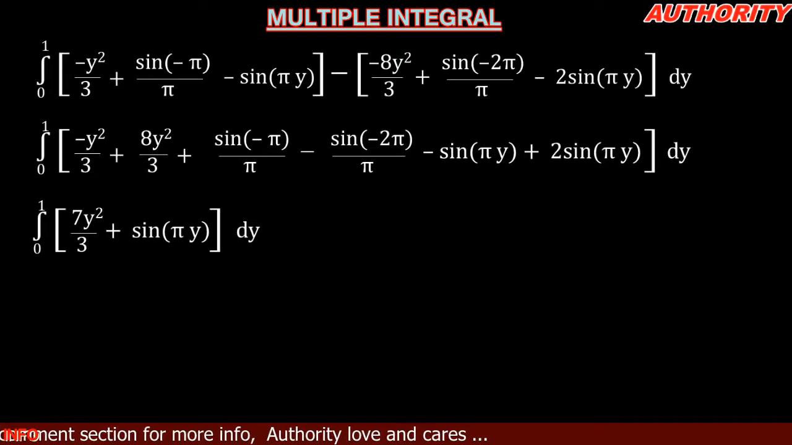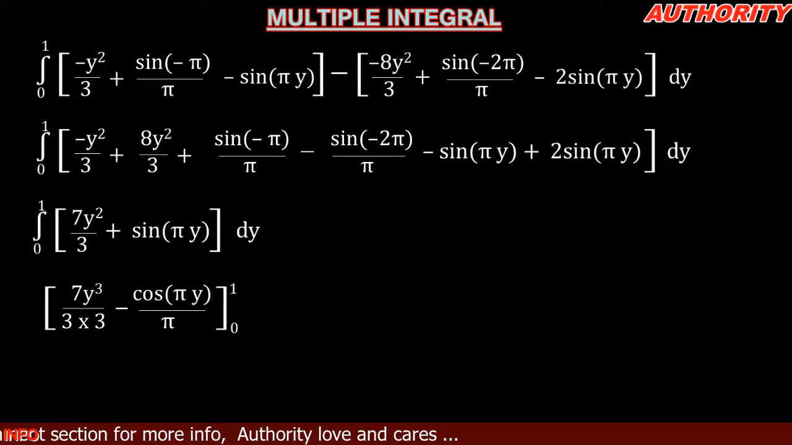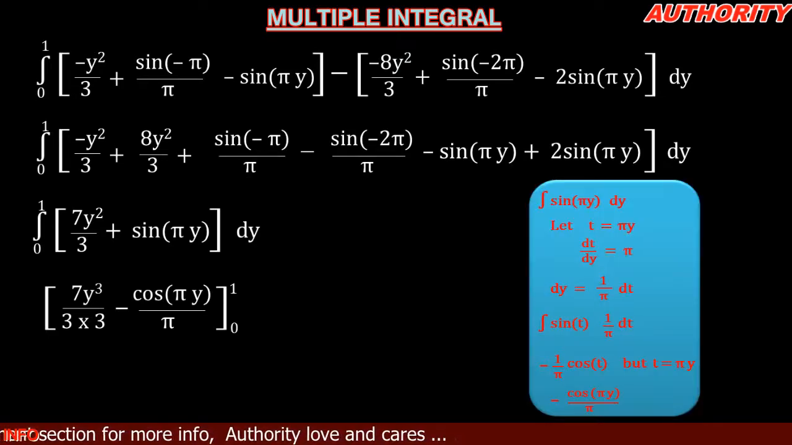Here let's integrate with respect to y. So when we integrate 7y squared all over 3, what are we going to have? We're going to have 7y cubed all over 3 times 3. You get it right? Good. When we integrate sine pi y, using simple substitution, we're going to have minus cos pi y all over pi. Then we have over the region 0 and 1. You get it right? Good.